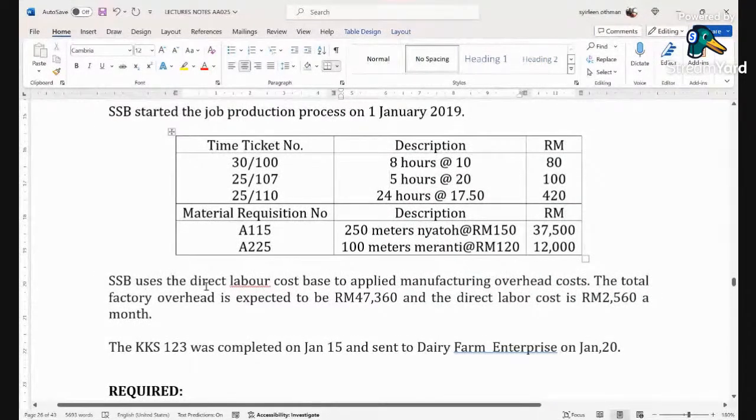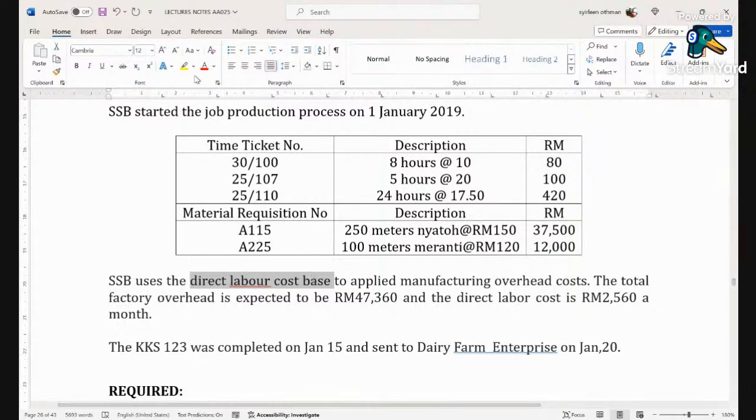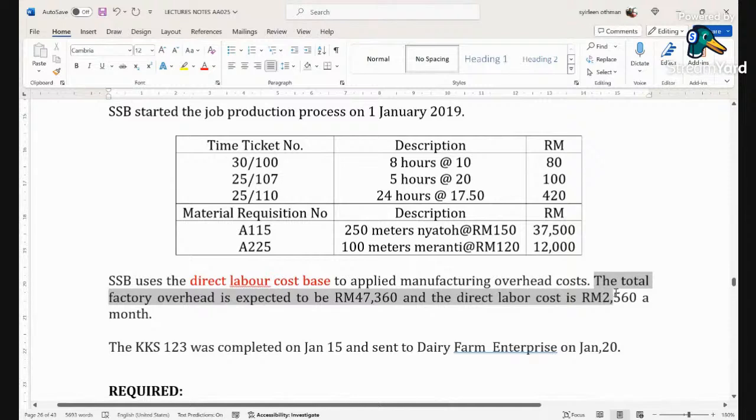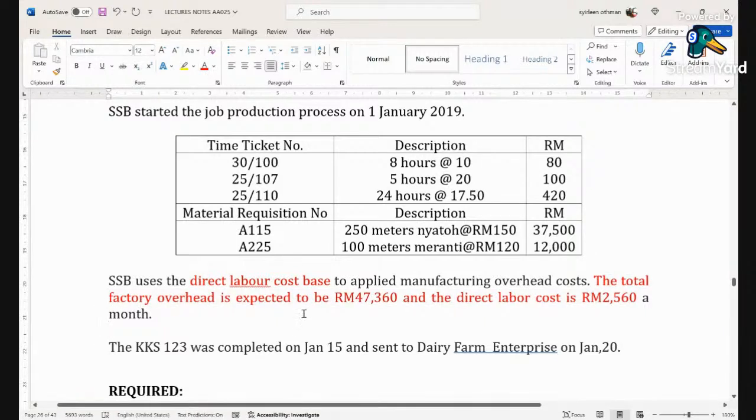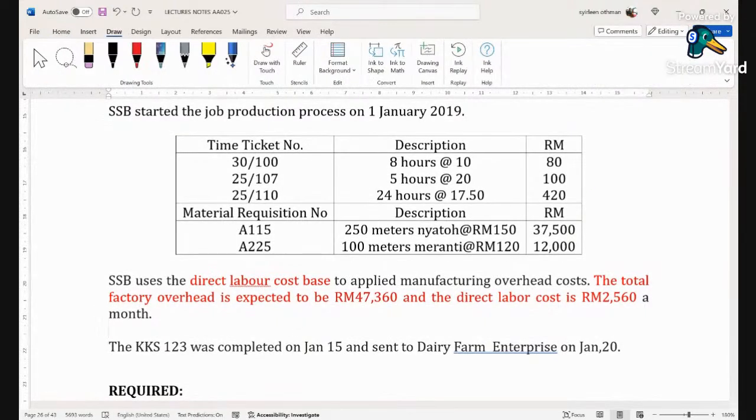Okay, so SSB uses the direct labor cost base. Okay, ini ialah basis untuk kira applied manufacturing overhead. Okay, dia bagi dekat sini the expected manufacturing overhead is 47,360 and the direct labor cost is 2,560. Okay, yang bawah ni maklumat dia bagi untuk kita kira POR. Alright. The information given down here is for you to calculate the POR. So this is your estimated MOH and this is your estimated direct labor cost.